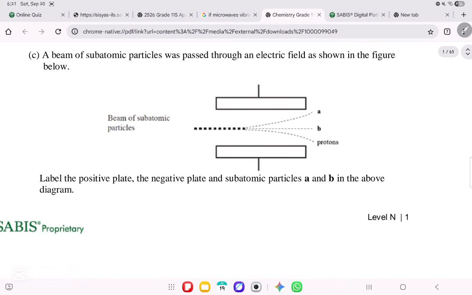A beam of subatomic particles was passed through an electric field as shown in the figure. So, what can we see? We can see that this is a beam of subatomic particles. We have protons going down. Protons are positively charged, meaning they are attracted to negative. B is 0 because it's not being attracted to either the positive or the negative side. And A, if this is protons, then A is definitely what? It's definitely electrons. And this leaves us with what? This leaves us with a positive charge on the plate over here.